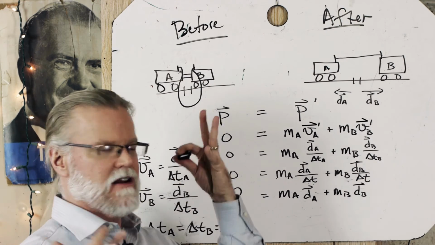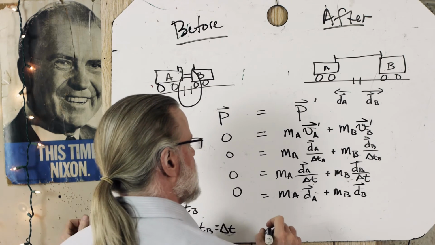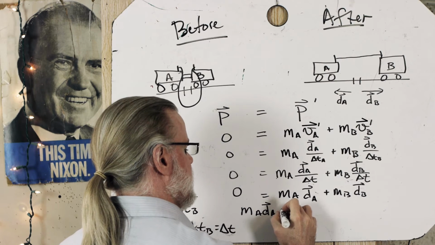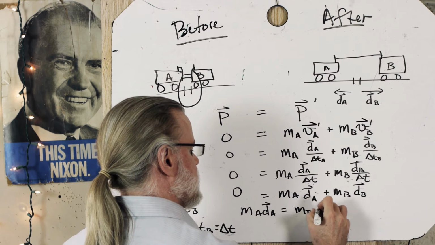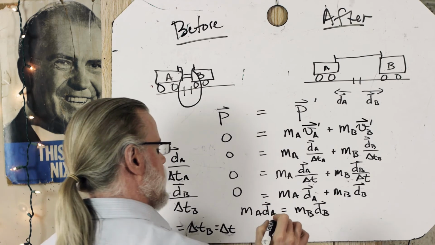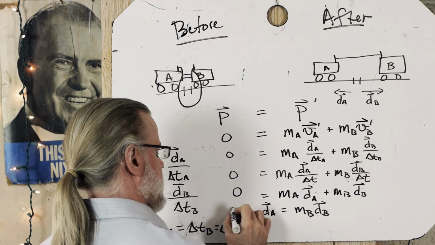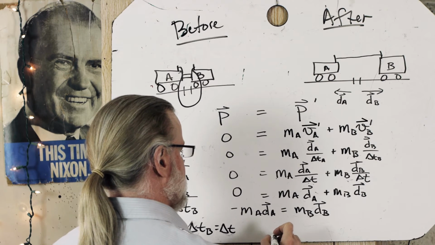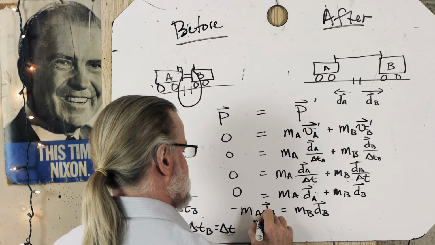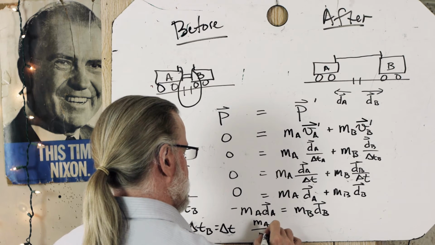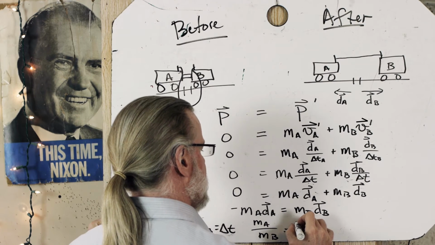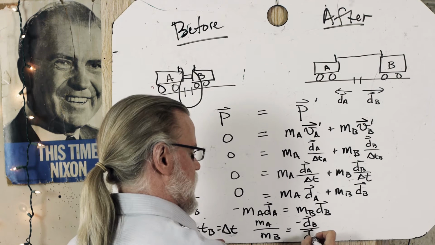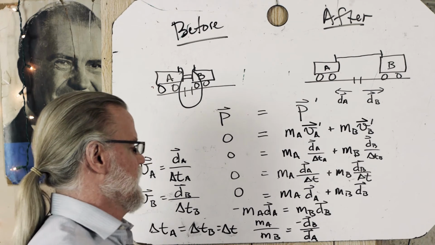Well, let's just rearrange this a little bit. And we would get mass of A displacement of A equals mass of B displacement of B. But of course, one of these has to be negative. Why don't we make this one negative? And rearranging, we could set this up as two ratios, and we could say that the mass of A divided by the mass of B equals the negative displacement of B all over the displacement of A.